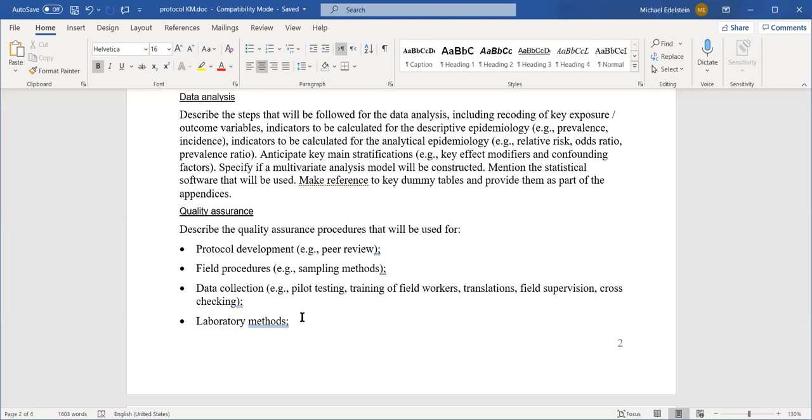Then quality assurance. And this is a really important thing. You need to demonstrate to the reviewer that you took some steps to ensure that your approach is of high quality. The protocol that you write, get it reviewed by colleagues. That's why you have mentors as well. They will peer review your protocol, look at it, and find the flaws, what needs to be changed, what needs to be improved.